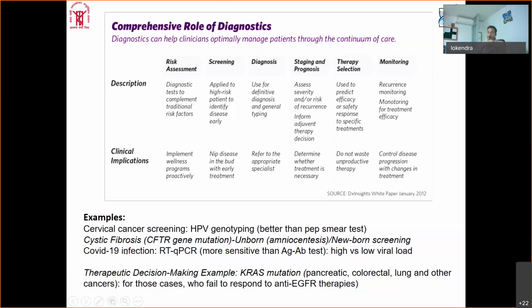Similarly, in terms of identifying gene mutations or genetic disorders, cystic fibrosis is one example in which a particular gene, CFTR, is mutated, and that can be checked before birth as well as after birth. Amniocentesis is one method in which certain fluid is taken from the pregnant woman, and then it can be checked whether the genetic profiling of the newborn is okay or has certain mutations or not. So these kinds of things can be used.